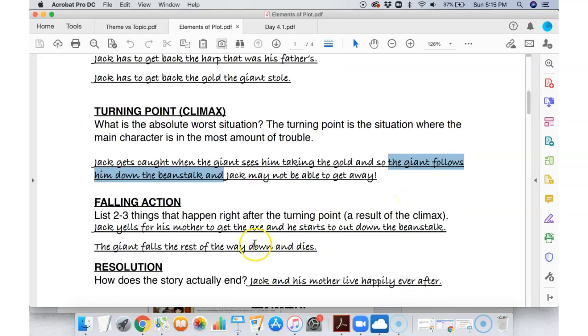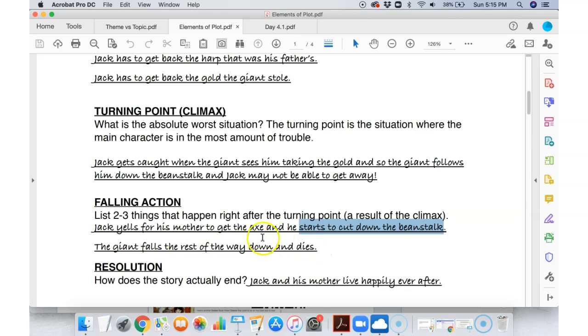Okay, now for the falling action. List 2 or 3 things that happen right after the turning point. So the giant follows him down the beanstalk. What happens immediately after? Well, right there, Jack yells for his mother, okay? He's not calling her because he's scared and he wants his mama. He's calling her to get the axe. He's got a plan, okay? So first of all, he calls for his mom to get the axe and he starts to cut down the beanstalk. The giant falls the rest of the way down and dies.